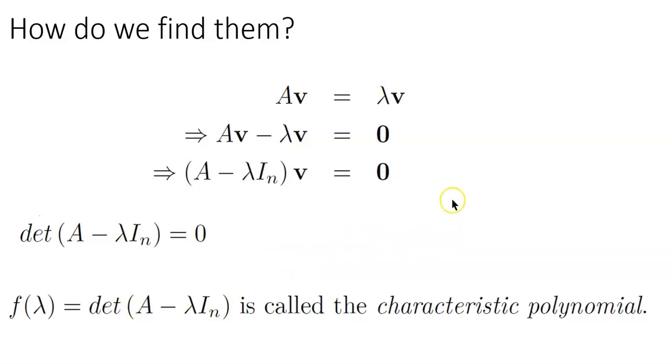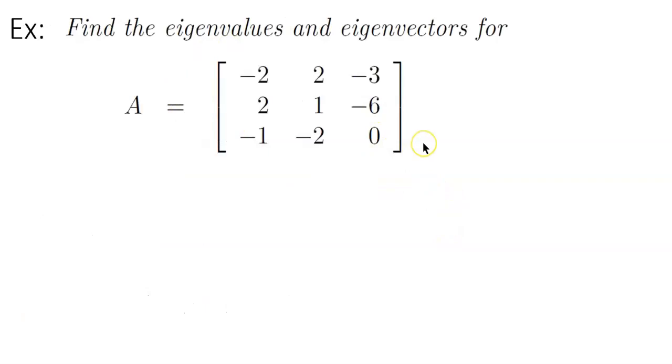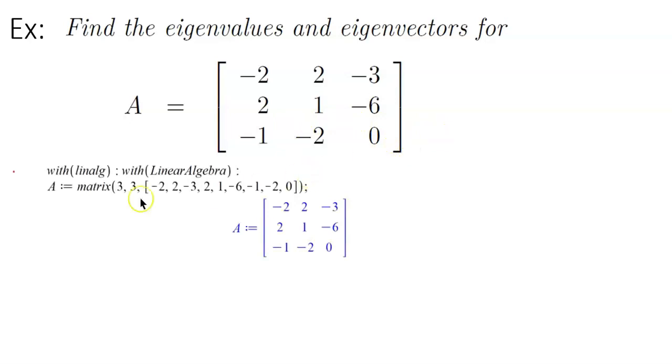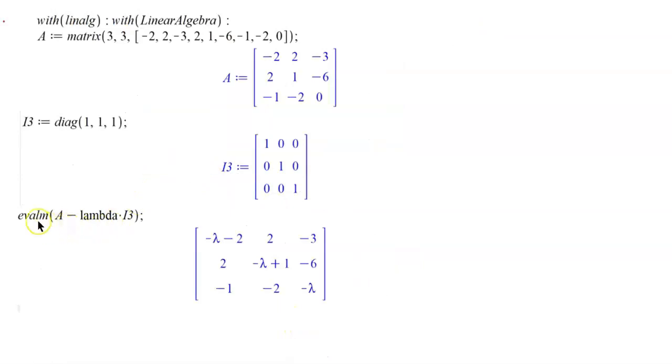Okay, let's look at an example. Let's say I have this matrix. We're going to look for the eigenvalues and the eigenvectors. So using Maple, I will set up the matrix, let A equal all of that, and type it in. I need a 3 by 3 identity matrix. The easiest way to do that is to use diag(1, 1, 1), because there's only one down the diagonal. So I need to look at A minus lambda I3. So I have evalm(A - lambda*I3). Notice we have negative lambdas down the diagonal.